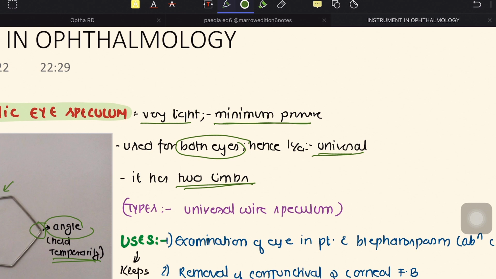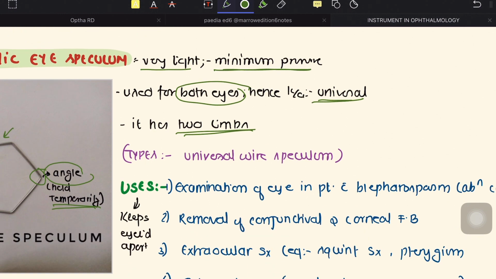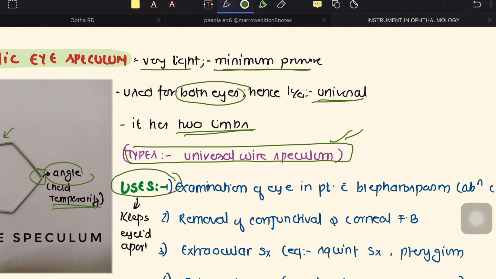It has two limbs, which are placed on the nasal part of the eyelids. It is one of the types of wire speculum, and it is called the universal wire speculum. What are the uses of it? This speculum is used to keep the eyelids apart, and as we keep the eyelids apart, we are able to expose the eyeball very nicely and examine it. Now we are able to take out foreign particles present in the eye, especially at the cornea or even in the conjunctiva.